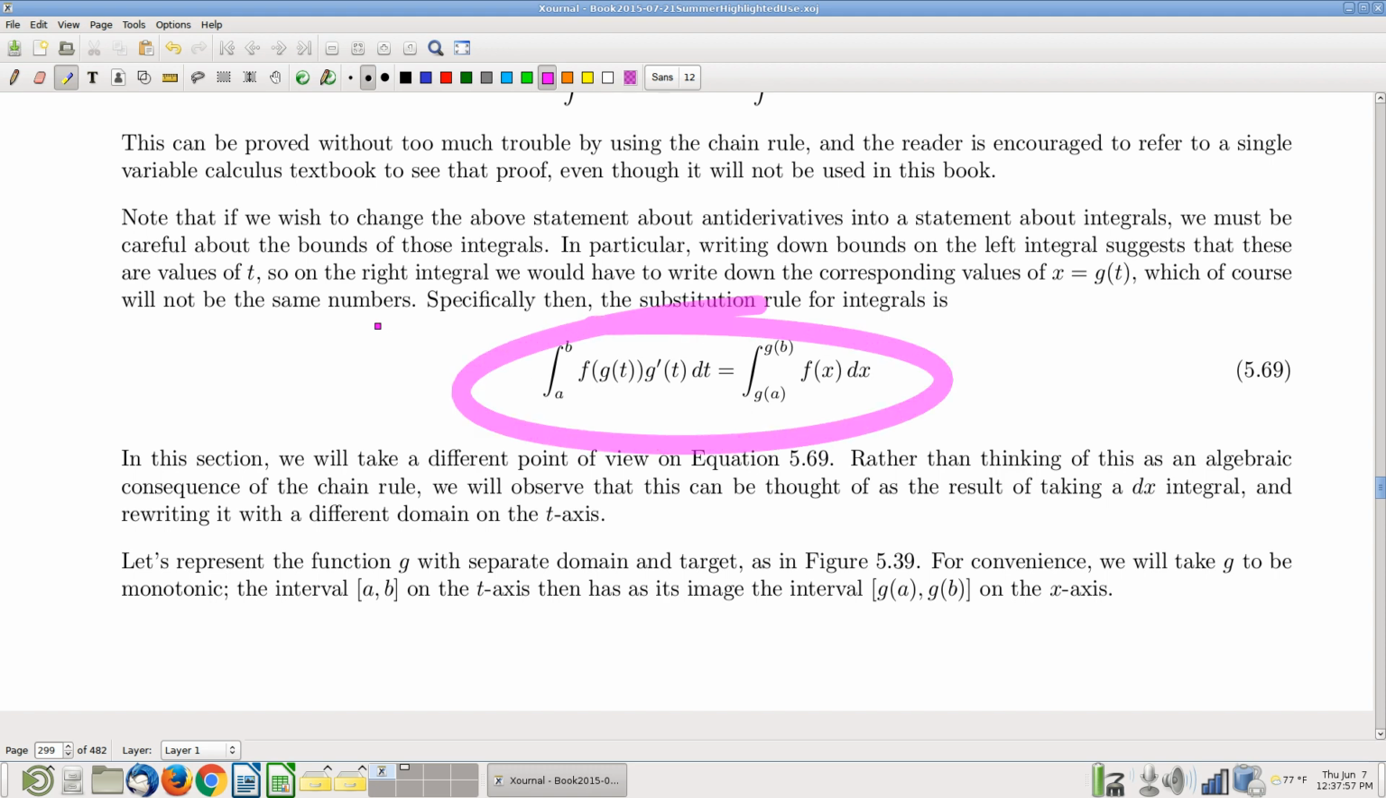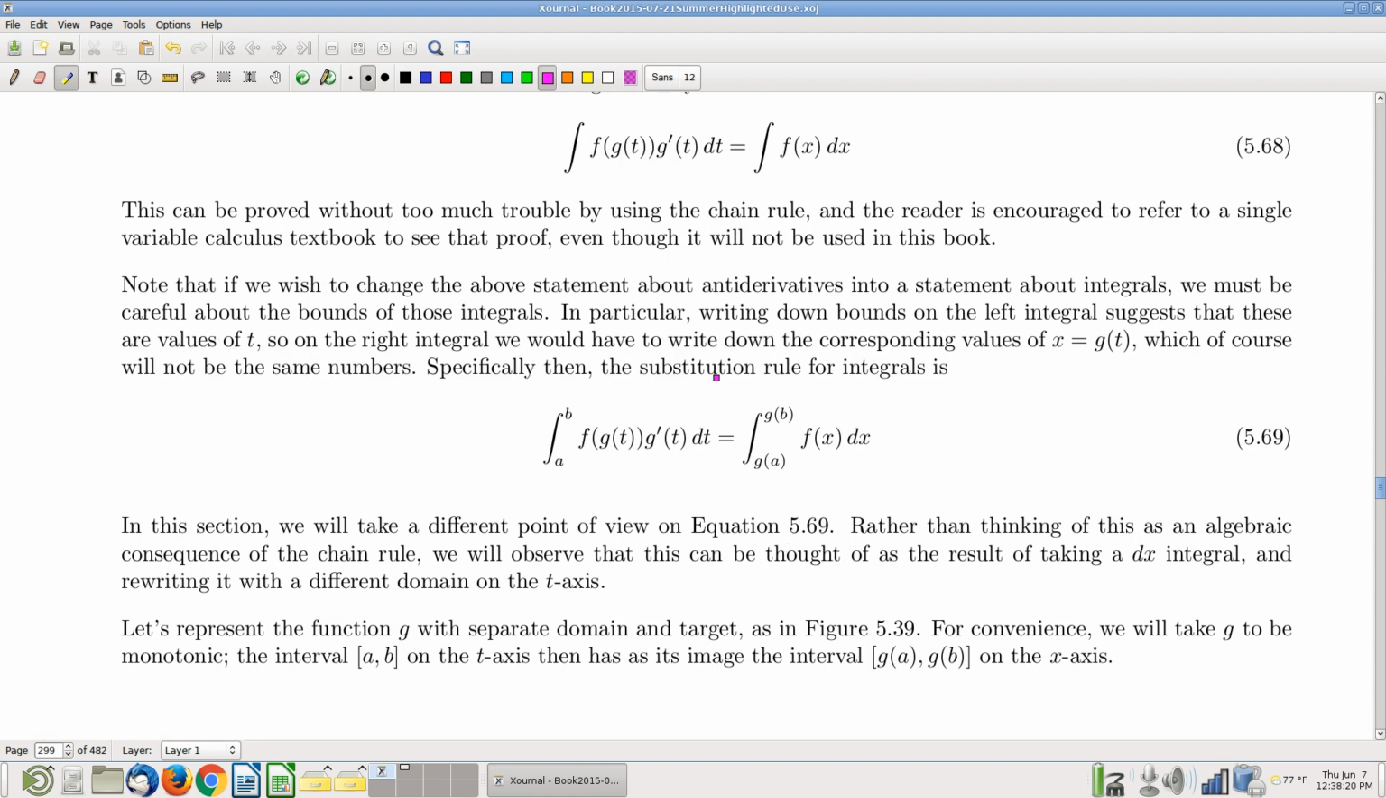This is a one-dimensional version of change of variables. So what I'd like to do is give you a slightly different point of view on how to think about what we've formerly known as the substitution rule for integrals. A different way to think about it, and as is often the case, the different way that I'm going to give you to think about this is the way that's going to generalize nicely into the multivariable context. Okay, so here's the different way I want you to think about it.